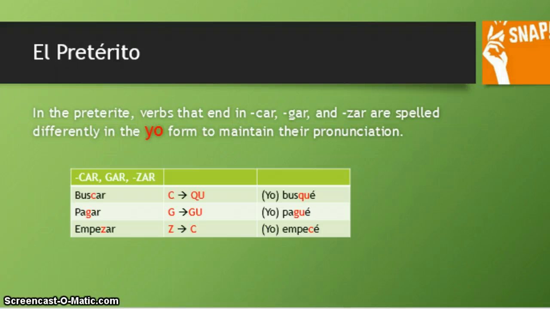Pagar, verbs that end in gar, such as pagar, to pay, my G is going to change to a GU just to maintain that sound. Entonces, tengo yo pagué la cuenta. I paid the bill. Finalmente, empezar, the verb to begin, my Z is going to change to a softer C sound. So instead of empezé, my Z changes to C. The yo form would be empecé.